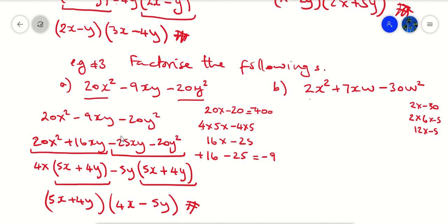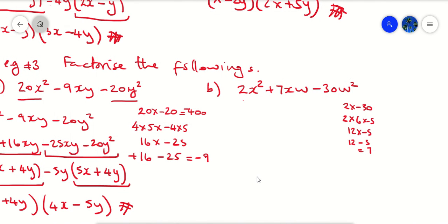I can use this 12 and 5 because if I take 12 minus 5, this will give me 7. So I can use 12 and 5 to split my middle term. So I'm just going to rewrite that. Pull everything, get more space. Right, I know the factors I can use here are 12 times minus 5. I'm just going to wipe this out so we can have more space.